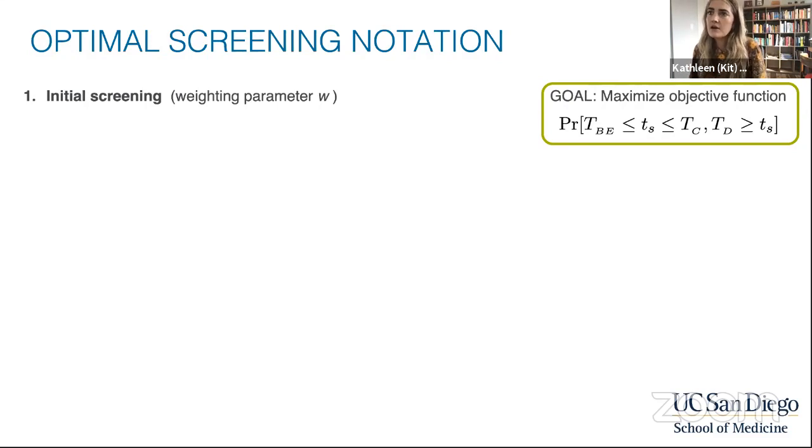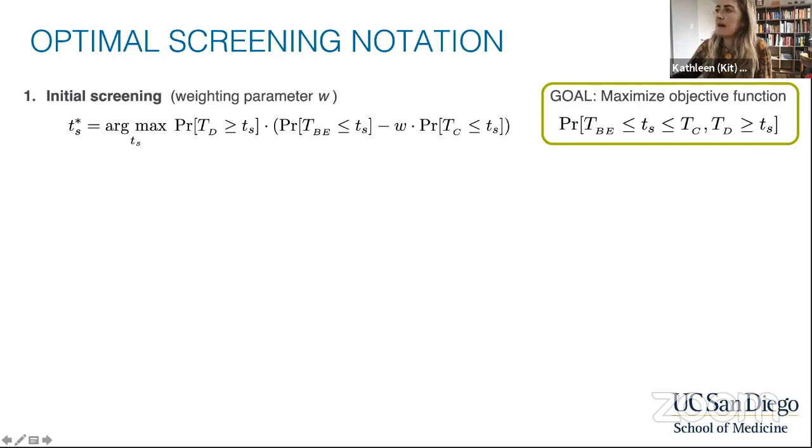So I'm going to tell you about the notation and just the main results I'm going to share with you today, which is about initial screening. So initial screening is, again, maximizing this objective function, which is going to be computing TS star, the argmax of this function. So we can pull out the probability also that death has not occurred by time TS, which is an important point. We don't want to screen too late, such that it's likely the population would have died of other causes, which we can get from mortality data in the US. And then you can split up these probabilities of having BE and not having cancer.